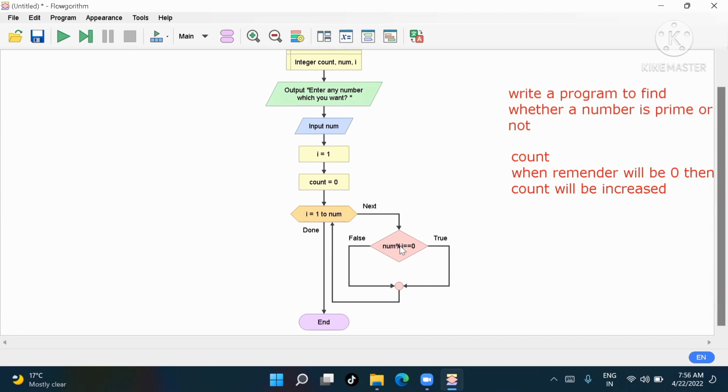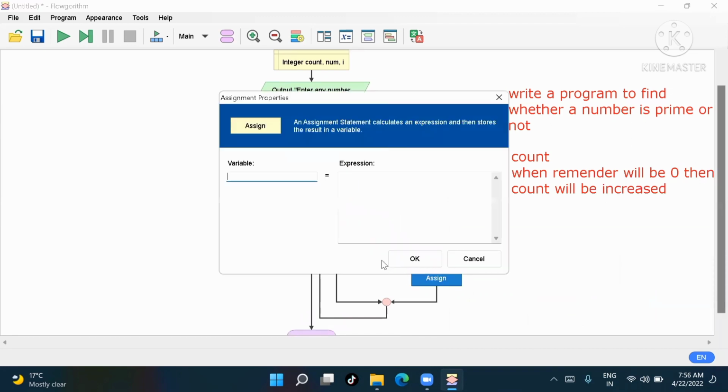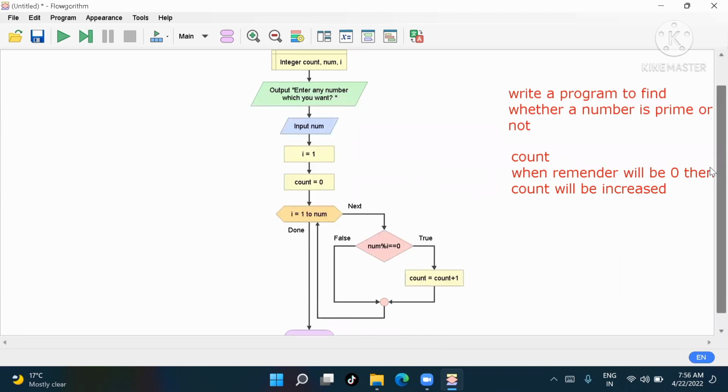If the remainder is 0, then the count will be increased. When the remainder is 0, the count will be increased. Go on, assign: count equals count plus 1. It will be increased by 1, right?